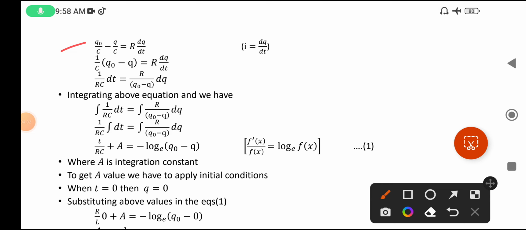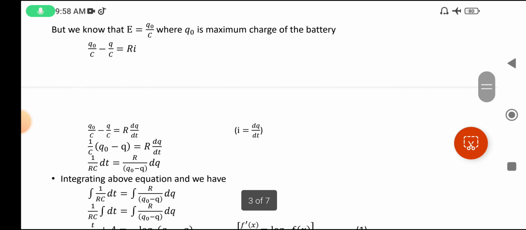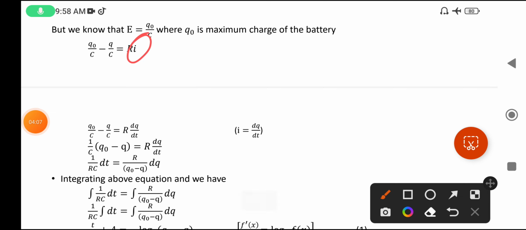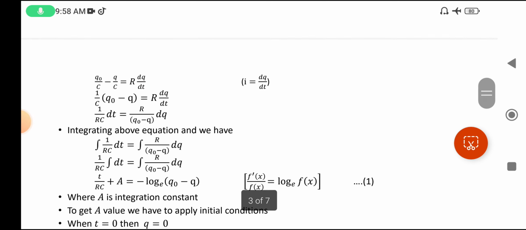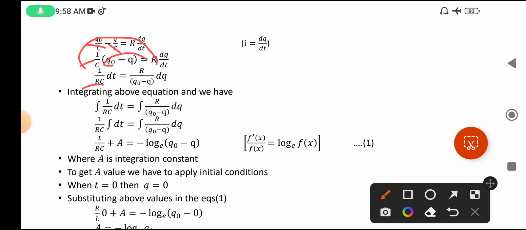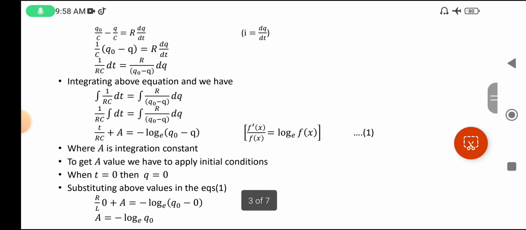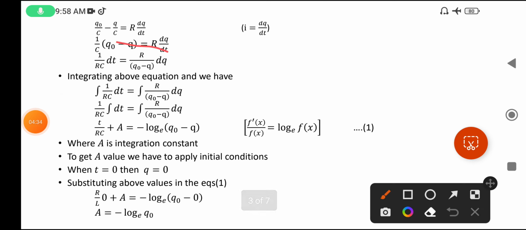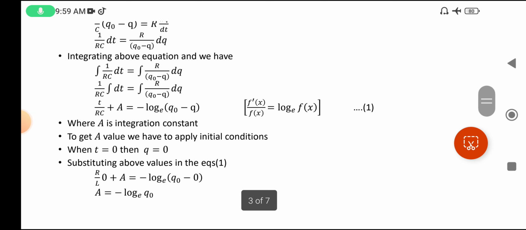Q naught by C minus Q by C equals R times I, and I is dq by dt. So in the place of I, it is substituted. C is a constant, take it and bring R to this side, it becomes RC. Q naught minus Q goes on this side and dt on this side. So here it is separated like this. The bracket is taken down and R also taken to this side. You know the mathematics.